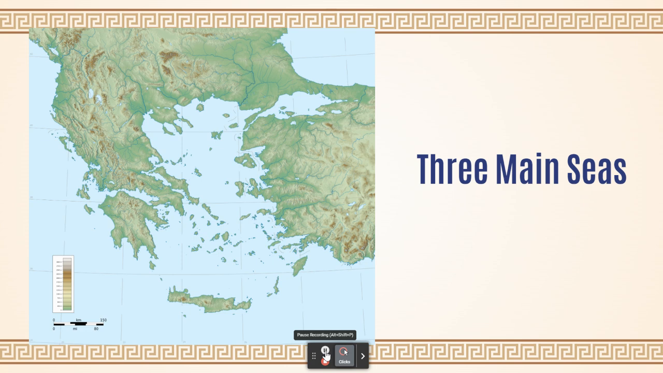All right, some other important physical features are the seas. So there really are 3 main seas that we're going to be looking at.